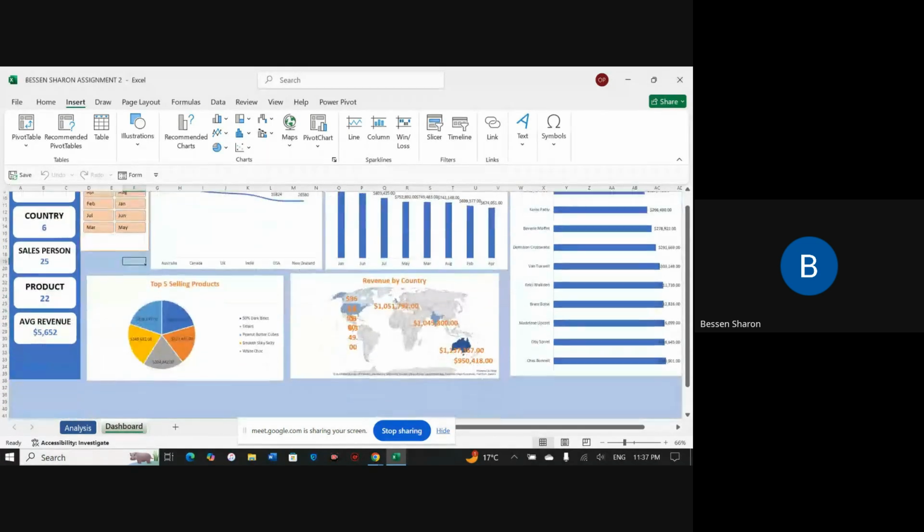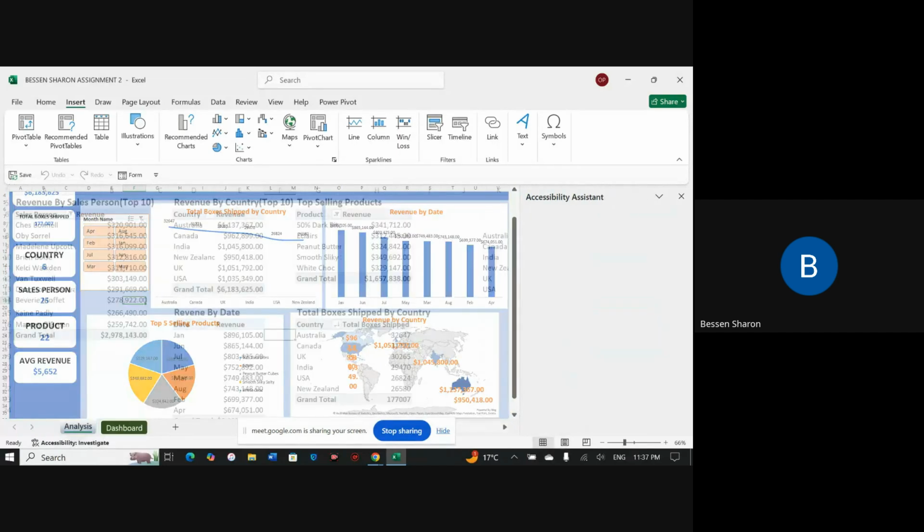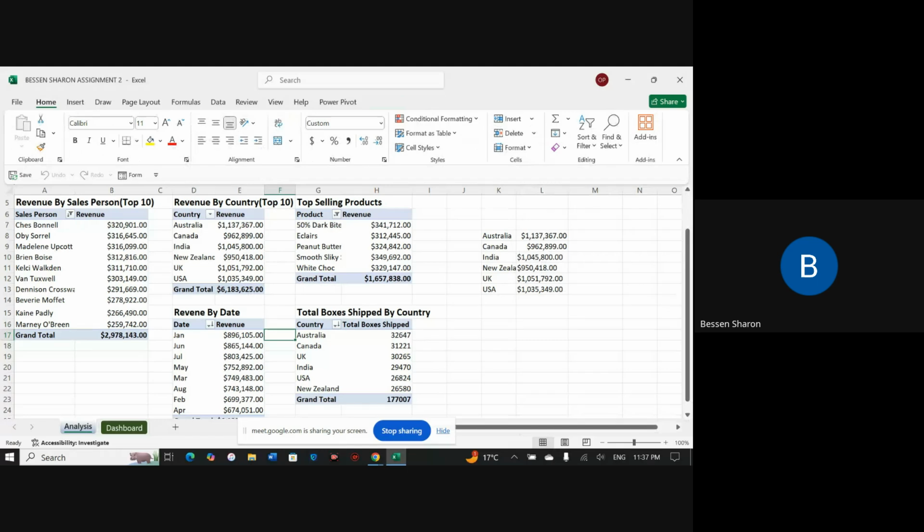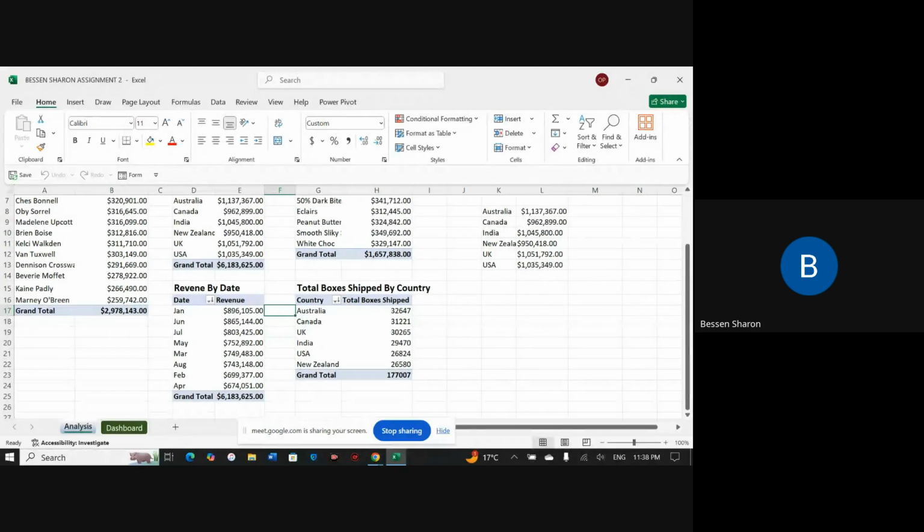So according to the analysis we made, the total revenue for the highest person was Chess Bonnell and the least person was Mark. Then for country, the highest revenue was gotten from Australia, and the lowest was from New Zealand. Then the top selling product was 50 Dark Bites, and the least was White Chocolate. Then, according to the analysis we made, we had the highest sales in January and the least sales in April, probably due to one or two factors.